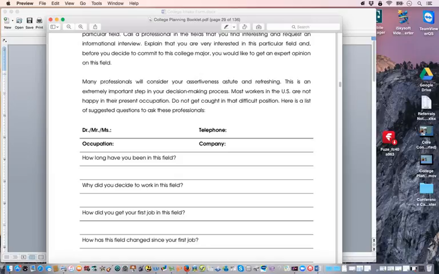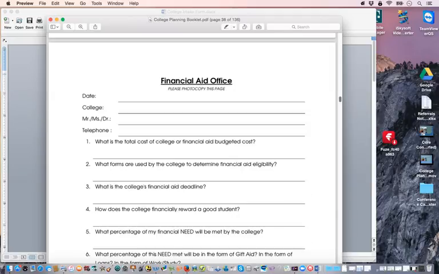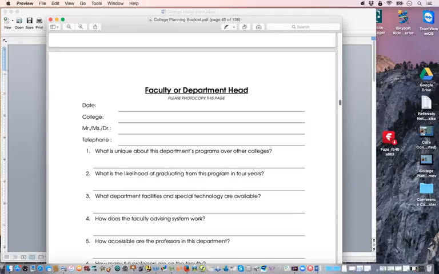Yada, yada, yada. You get the gist of it. So that's just a piece of what's all in this booklet. All right, I'm not going to beat that down, but it walks you through the campus visits, when you do your college tours and all that stuff.